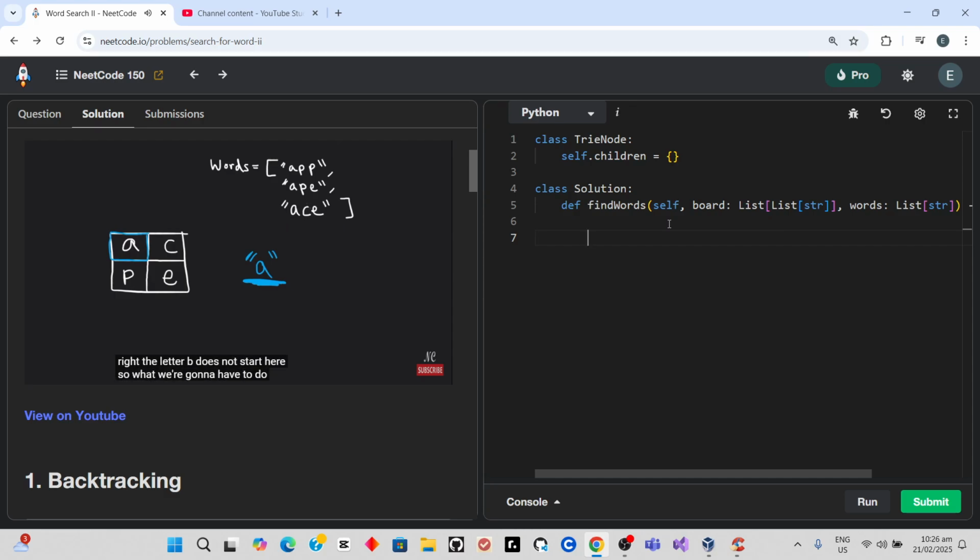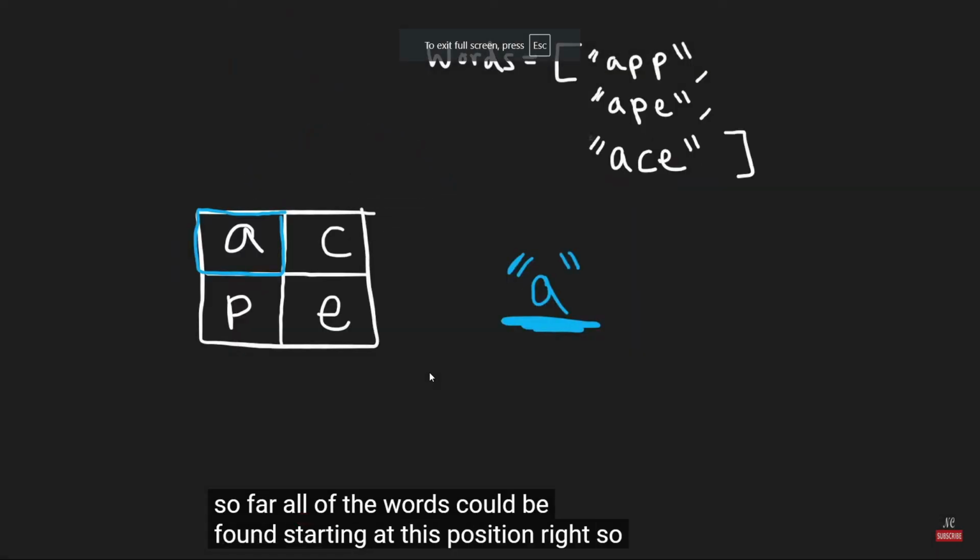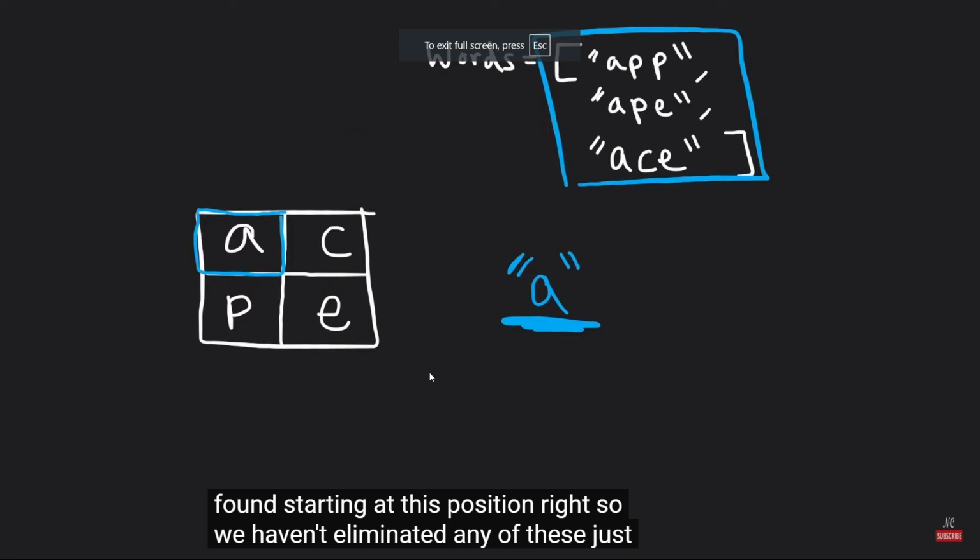So what we're going to have to do is basically go through every single word. This word starts with an A. This word starts with an A. This word starts with an A. So potentially, so far, all of the words could be found starting at this position, right? So we haven't eliminated any of these just yet.